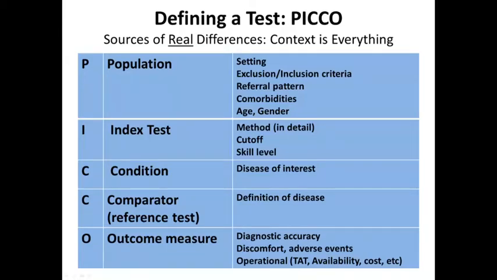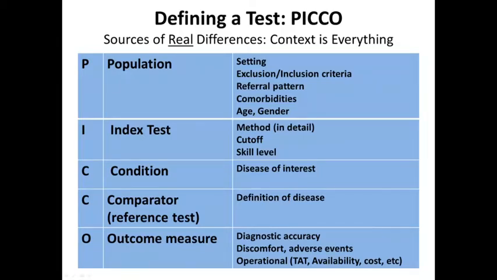And then there's other things, just how the method is done, what cutoff level was used, what's the skill level of the personnel doing the test, are there differences in the way the test is conducted. Then we're looking at the condition or the disease of interest, and there can be all different levels. It can be subtle disease or very profound disease that's relatively easy to detect.